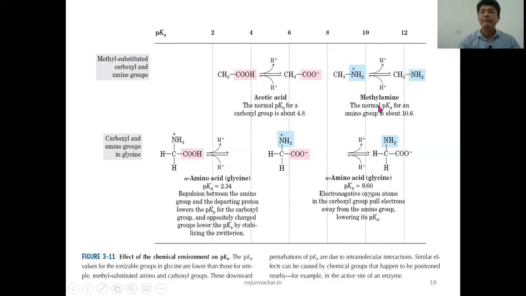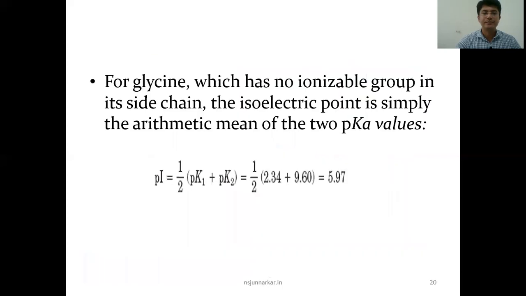If we look at the pKa value of the amino group in methylamine, the pKa is 10.6. In glycine, the pKa value for the amino group is 9.6. That lower pKa for the amino group is due to the electronegative oxygen atoms in the carboxyl group, which pull the electrons away from the amino group, thereby lowering its pKa value. So the environment around the carboxyl group and the amino group contributes to the lowering of the pKa value of these functional groups in amino acids.